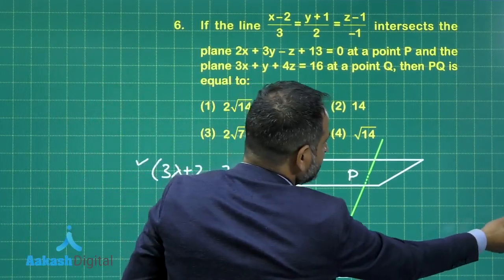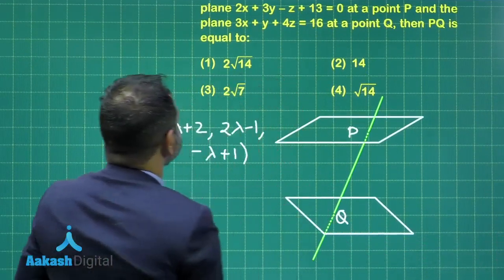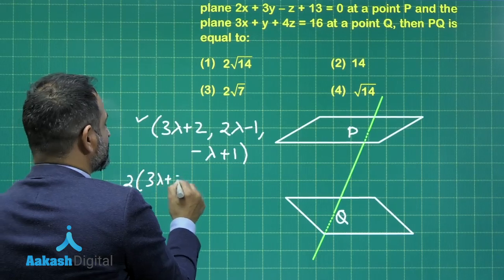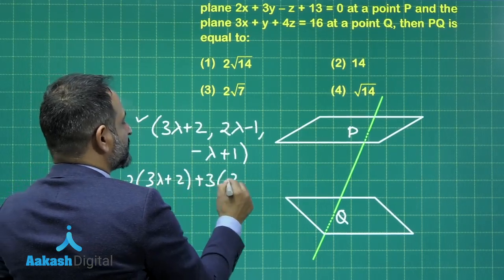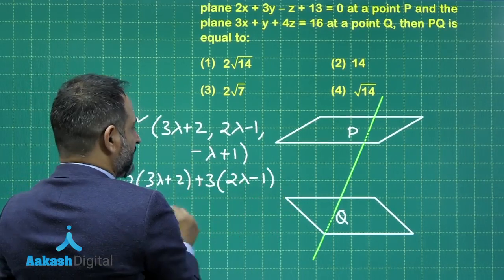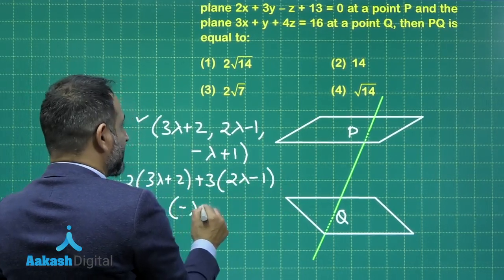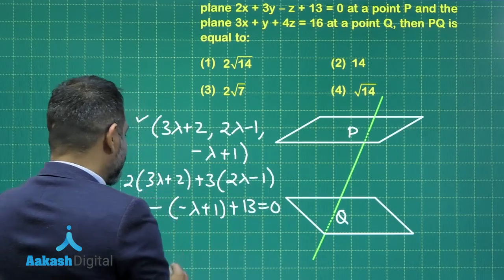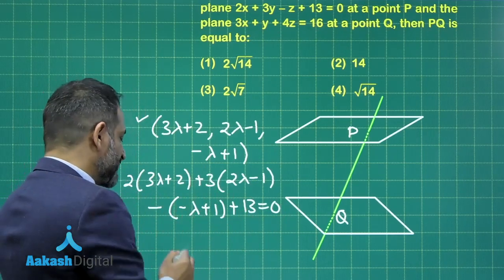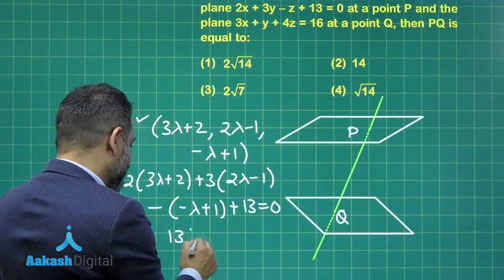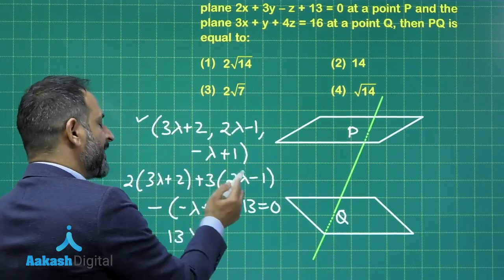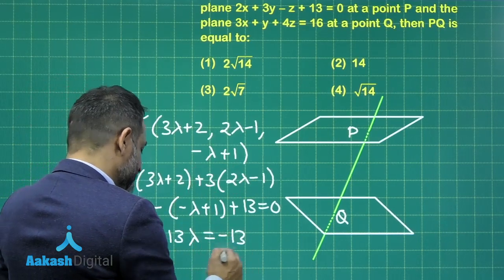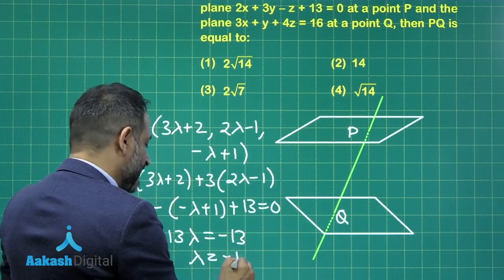So, satisfying in the first plane, we have twice 3 lambda plus 2, plus 3 into 2 lambda minus 1, minus lambda plus 1, plus 13 is equal to 0. Now, calculating, this is 6 lambda plus 12 lambda minus lambda, that is 13 lambda, and again this is 4 minus 3, that is 1, and minus 1 is 0. So, this is minus 13. So, lambda from here is equal to minus 1.